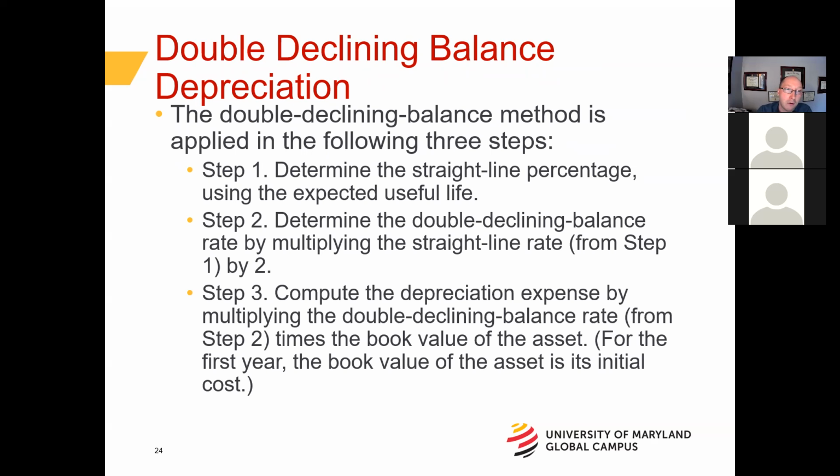So how do we figure it out? There are 3 steps for this process. The first thing we do is determine the straight line percentage using the expected useful life. Second, we determine the double declining balance rate by multiplying the straight line rate from step 1 by 2. In other words, we take the straight line percentage multiplied by 2. In step 3, we compute the depreciation expense by multiplying the double declining balance rate times the book value.